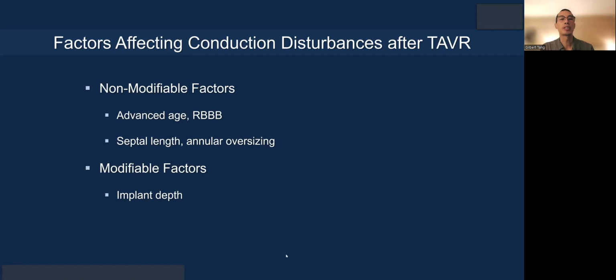So the factors affecting conduction disturbances after TAVR consist of non-modifiable factors such as advanced age and right bundle branch block. It also depends on septal length and annular oversizing. However, one modifiable factor we can consider is implant depth.